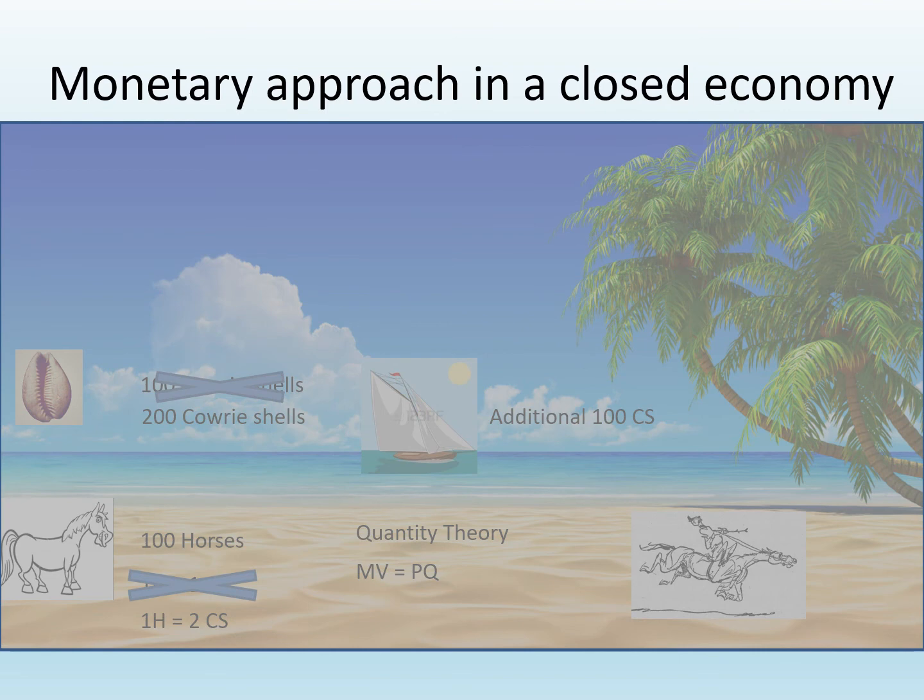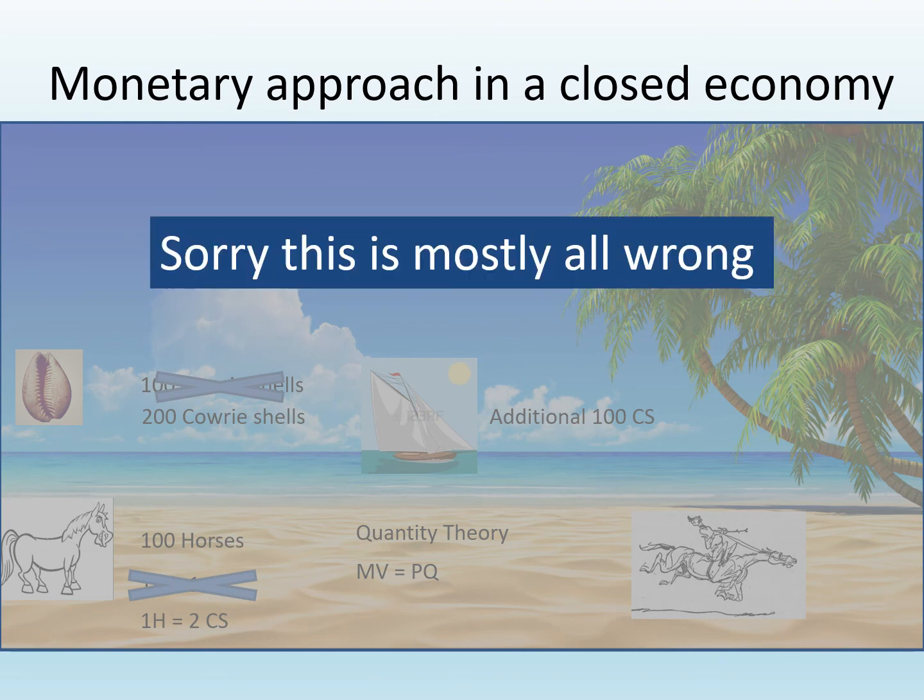Sadly, I have to tell you that this is mostly all wrong. In order to understand what is wrong with the previous diagram, we now want to have a look at what happens to prices in an open economy. There are very few countries in the world that are in fact closed economies. Most countries, to a larger or lesser extent, are open economies.